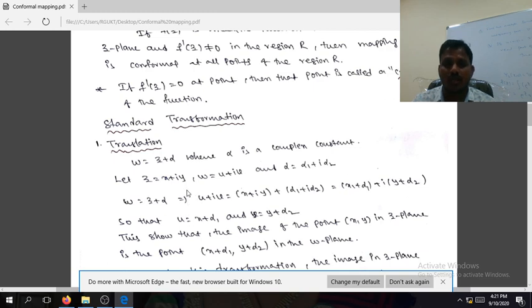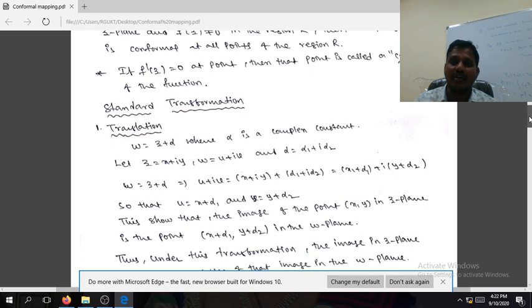Comparing real and real parts, the real part on the LHS is u, and here it is x plus alpha 1; the imaginary part is v, and here it is y plus alpha 2. So we have u is equal to x plus alpha 1, v is equal to y plus alpha 2. It represents that each point x comma y in the z plane is transformed to x plus alpha 1 comma y plus alpha 2. You know, this is nothing but translation.